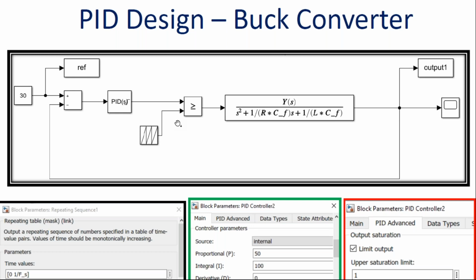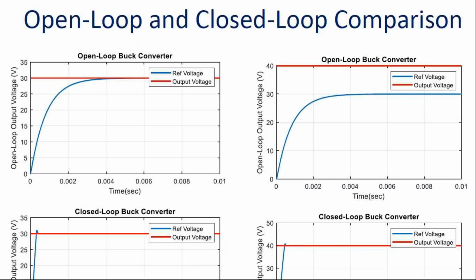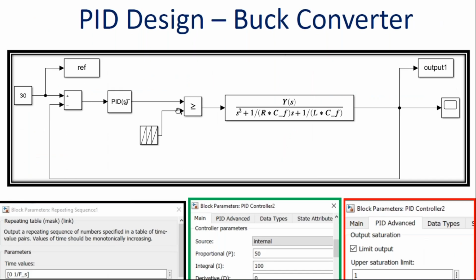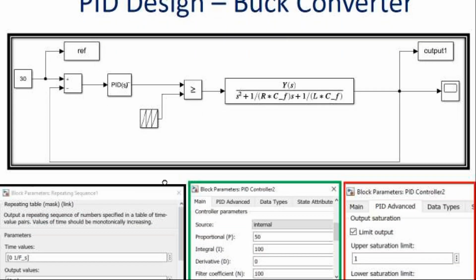If you want more details, you can Google pulse width modulation. Again, I'm telling you this is not the power electronics subject, so I'm not going into much detail. This relational operator will compare these two signals, and accordingly it will give the input to the plant.